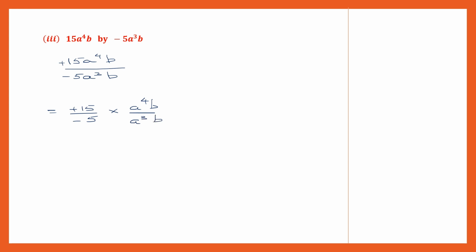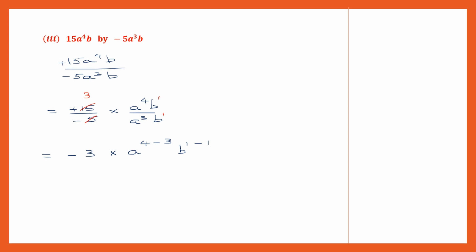So now let's work on the numbers. Now here we have a plus sign and a minus sign. So your answer will have a minus sign. Now the numbers, 5 ones are 5, 5 threes are 15. So the number is 3 into, now here we have a to the power of 4. In the denominator we have a to the power of 3. So it becomes a to the power of 4 minus 3. And then here it is b to the power of 1 minus 1, because here in the numerator we have 1b, denominator we have 1.